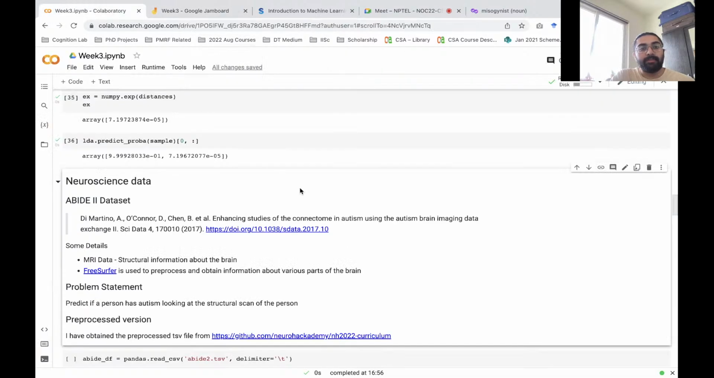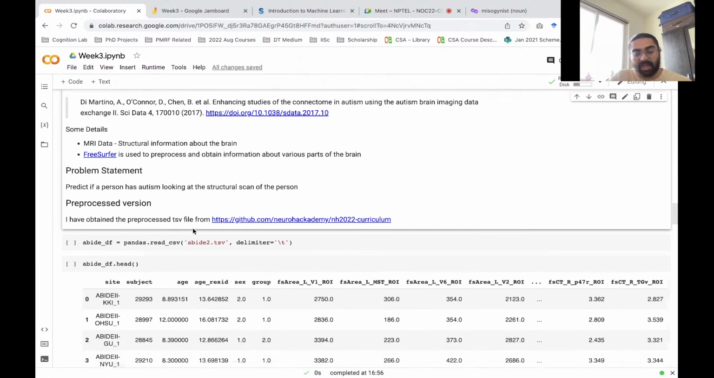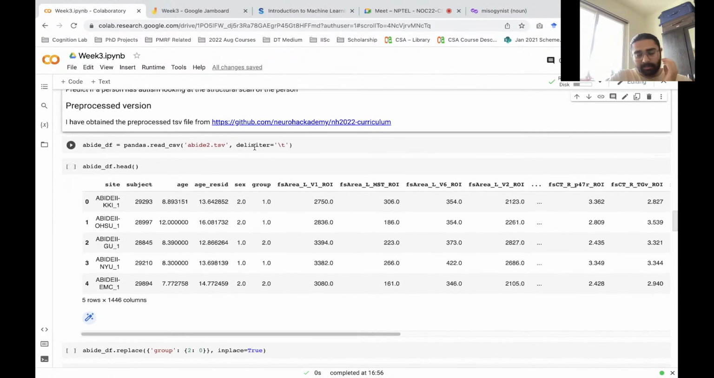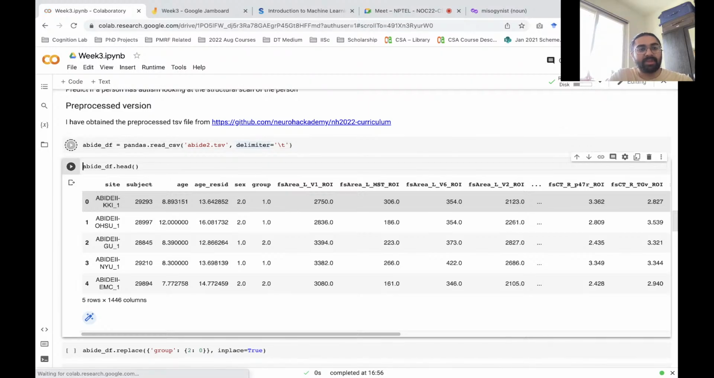So we basically get that information, and we can now look at whether a particular person has autism or not, based upon the structural MRI that you have taken, right? And doing some pre-processed variables, which are your FreeSurfer variables, right?